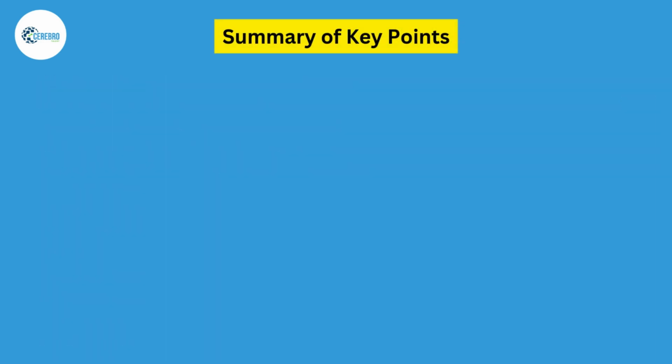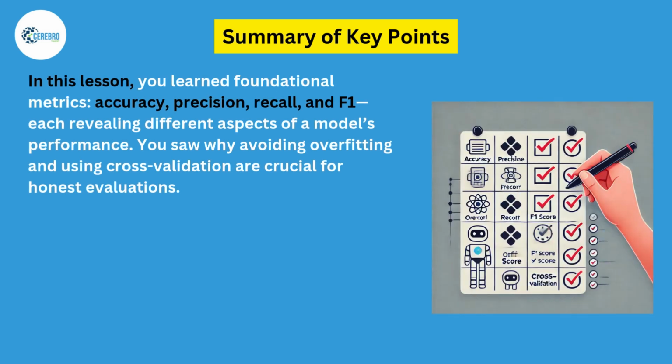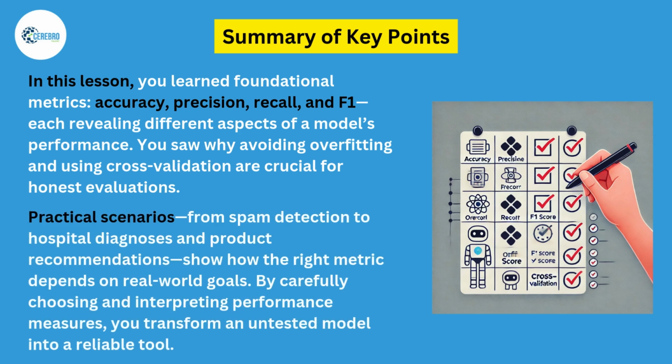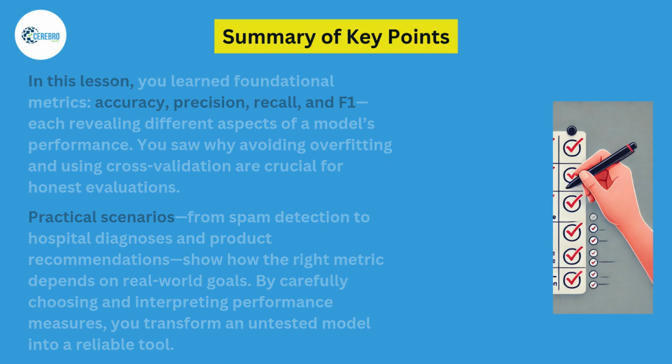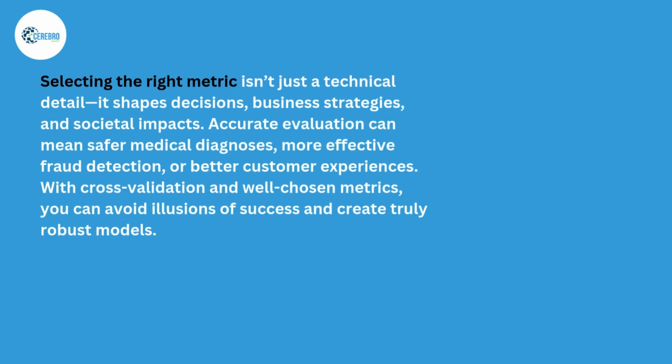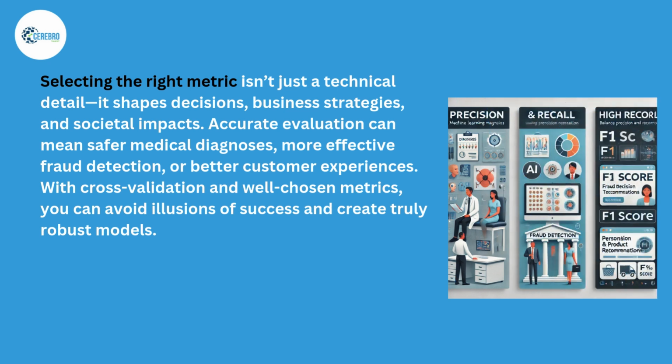In this lesson, you learned foundational metrics: accuracy, precision, recall, and F1, each revealing different aspects of a model's performance. You saw why avoiding overfitting and using cross-validation are crucial for honest evaluations. Practical scenarios, from spam detection to hospital diagnoses and product recommendations, show how the right metric depends on real-world goals. By carefully choosing and interpreting performance measures, you transform an untested model into a reliable tool. This knowledge is your roadmap for building models that genuinely excel in any environment.